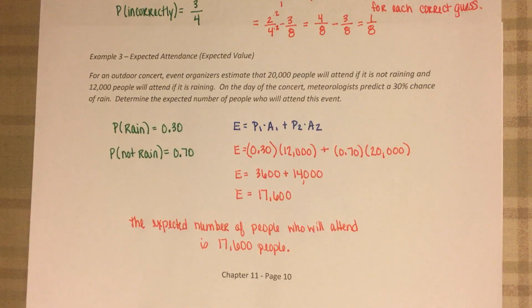So a couple of different types of examples. One looking at a business venture over a long time. One looking at the chances of guessing correctly to questions on a quiz. And then the last one, expected attendance at an event based on different cases of weather.